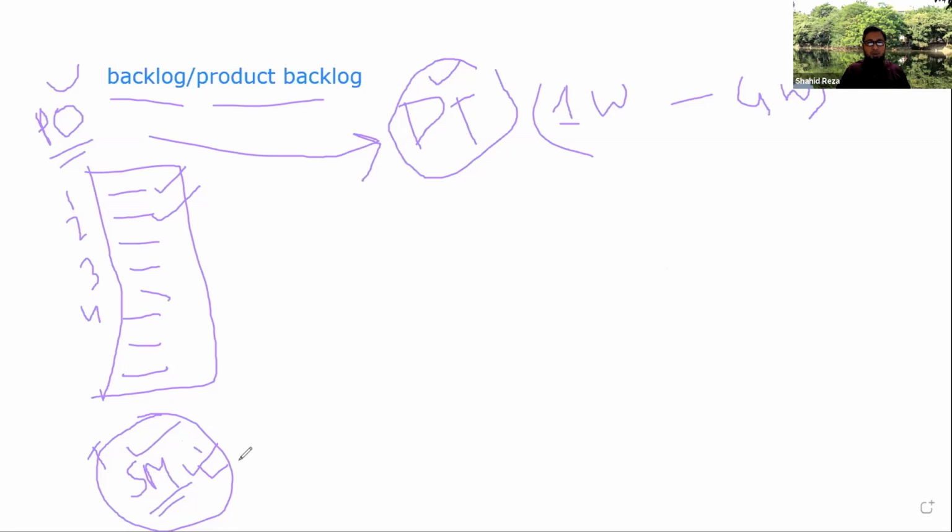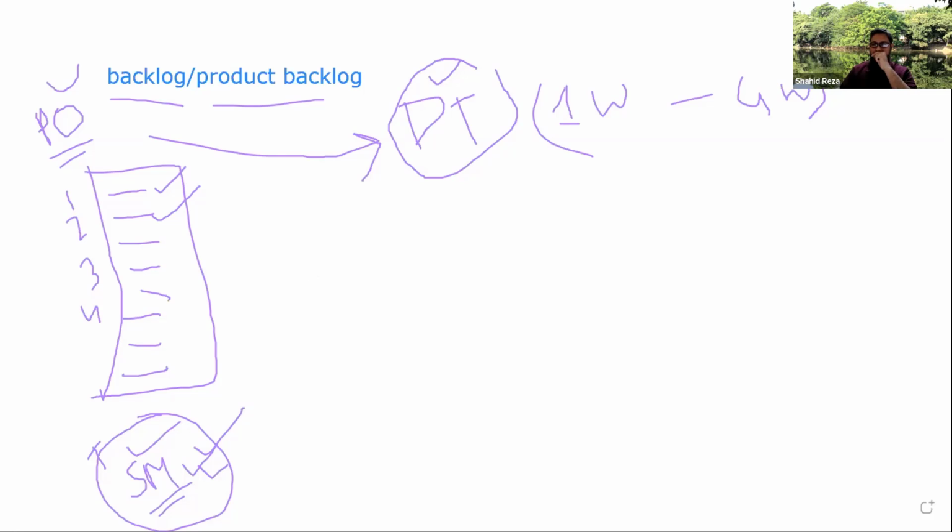And another responsibility of a Scrum Master is, as a servant leader, he will facilitate, he will train, he will coach, and he will remove any impediments that are creating any obstacle for the team to develop or to deliver. So that is the responsibility of the Scrum Master.